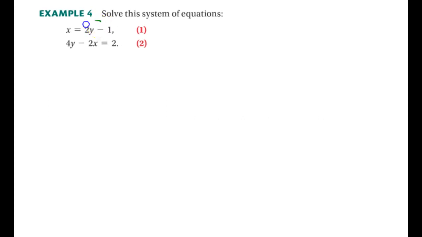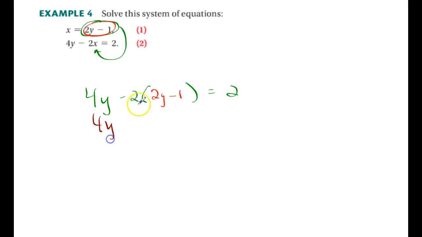So let's try this again. X is already solved, so let's plug it into the bottom. So I'm going to replace x with parentheses, finish the whole sentence. Instead of 4y minus 2x equals 2, replace x with parentheses, and then in the parentheses goes the x value, and x is 2y minus 1. Let's finish this up by distributing the negative 2 to each term. So negative 4y plus 2 equals 2.